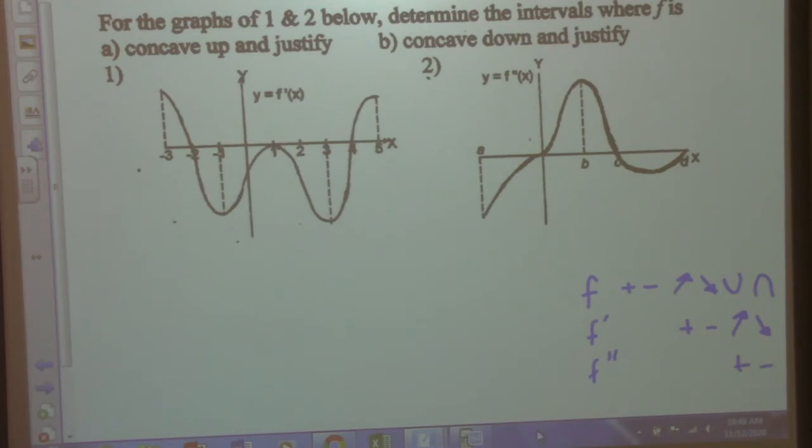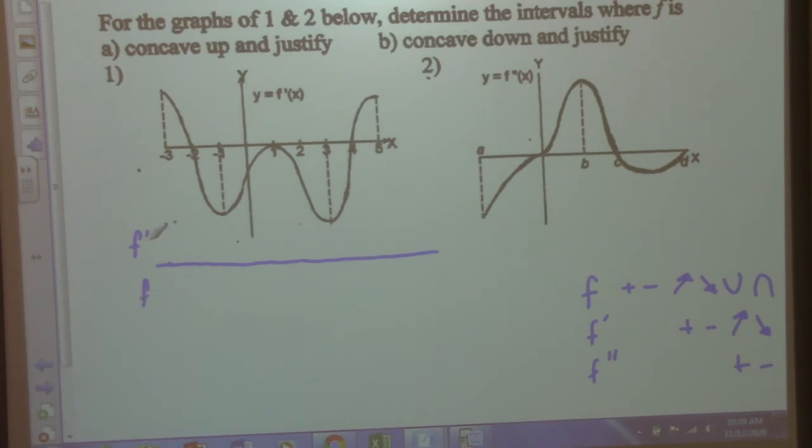Okay, let's go over this. Here we have F prime of X, right? And so what I'm going to do is, we're interested in concavity. So I'm going to put F double prime up here and just F down here.